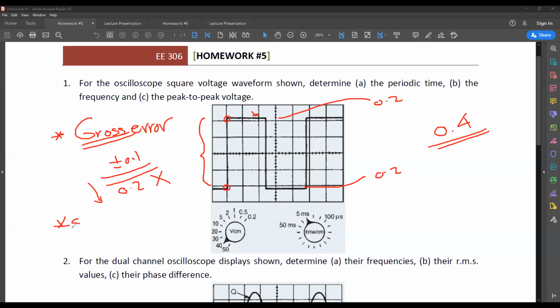The second most common mistake was the scale. Some people just ignore the scale altogether. For some reason, people use the scale for the time axis correctly, but the scale for the voltage axis, the vertical axis, was usually incorrect. I'm not sure why. So many answers were measured correctly in centimeters, but the answer was not multiplied by the correct scale from here. So the second problem was the scale.